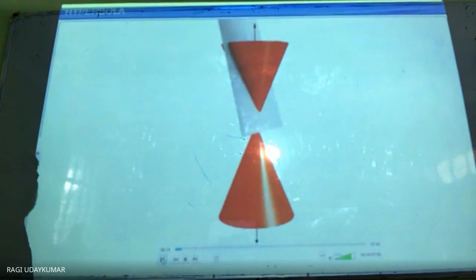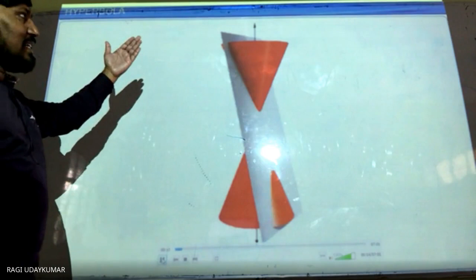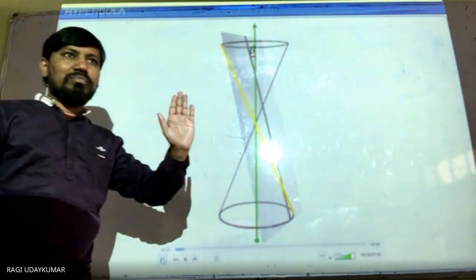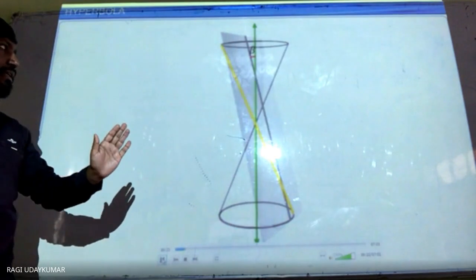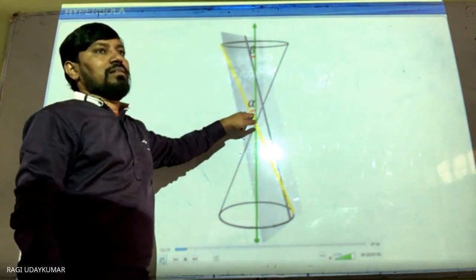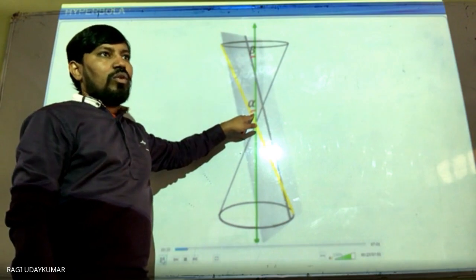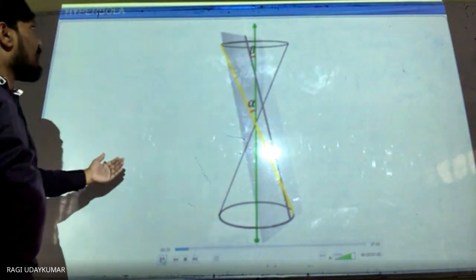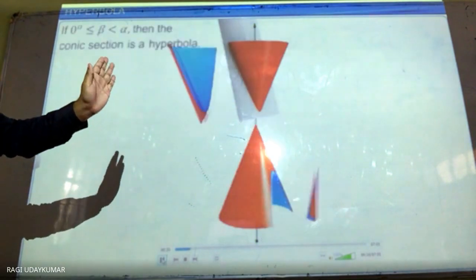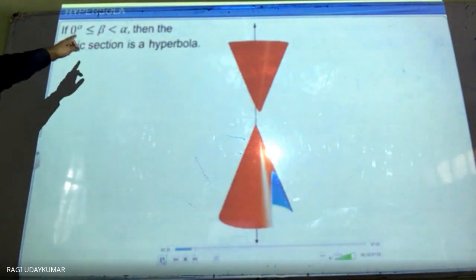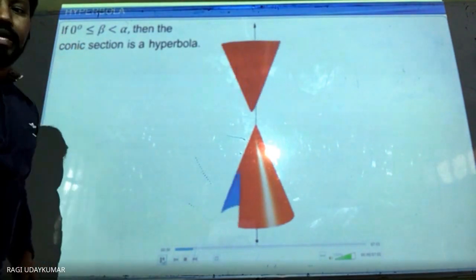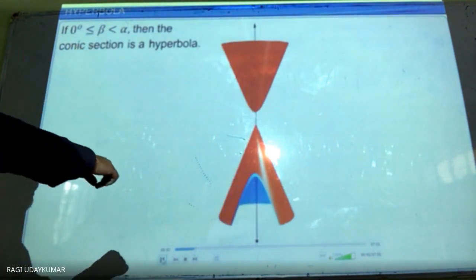Okay. Hyperbola. When a plane cuts the double napped cone in such a way that the angle beta is less than the angle alpha, where alpha is the angle between the axis and the generator, then whatever shape we get is called a hyperbola.